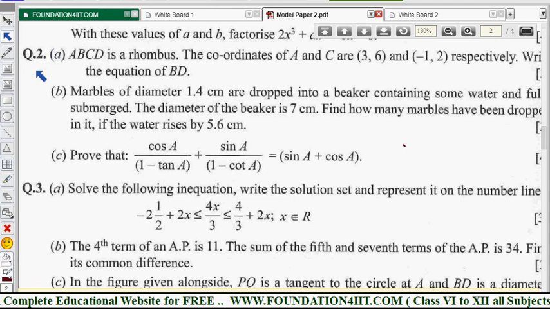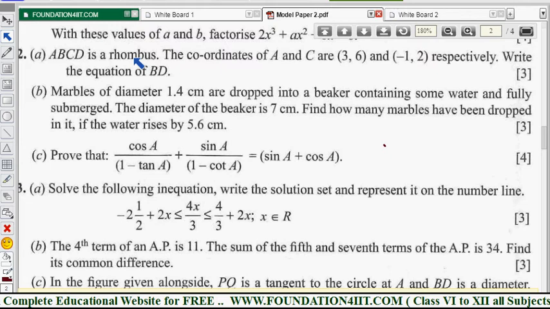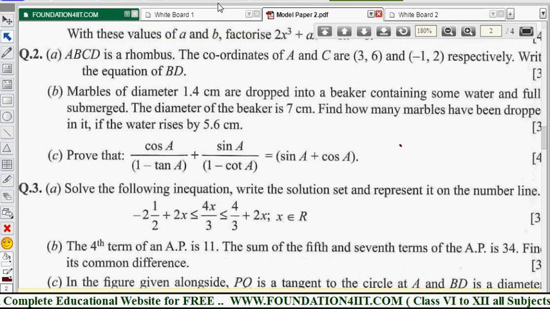So in this paper, in question number 2, the first one is: ABCD is a rhombus. The coordinates of A and C are given, (3, 6) and (-1, 2), and we have to write the equation of BD. Okay, so we'll take the diagram and given data and solve this.